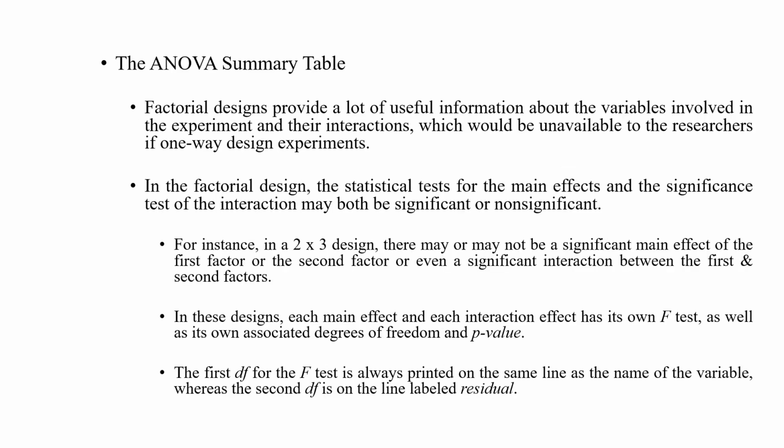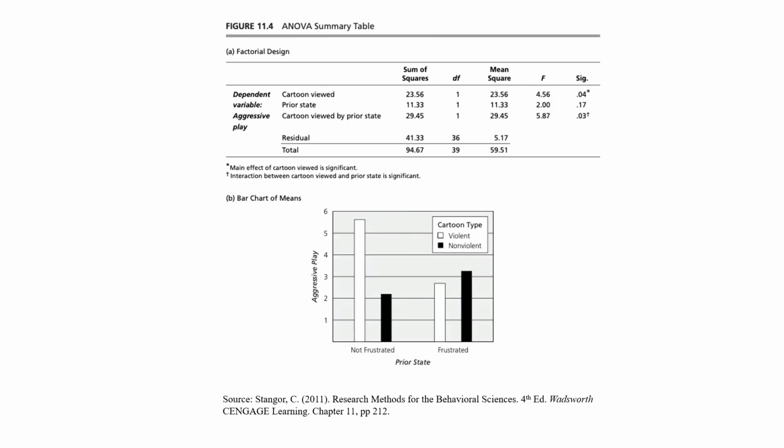Now, obviously, as I said, we will carry out ANOVA. You look at the main effects here, this is the ANOVA table. You look at the main effects of the two factors, cartoon viewed and prior state, and you also look at the interaction. The dependent variable is, by the way, aggressive play. These two are your independent variables.